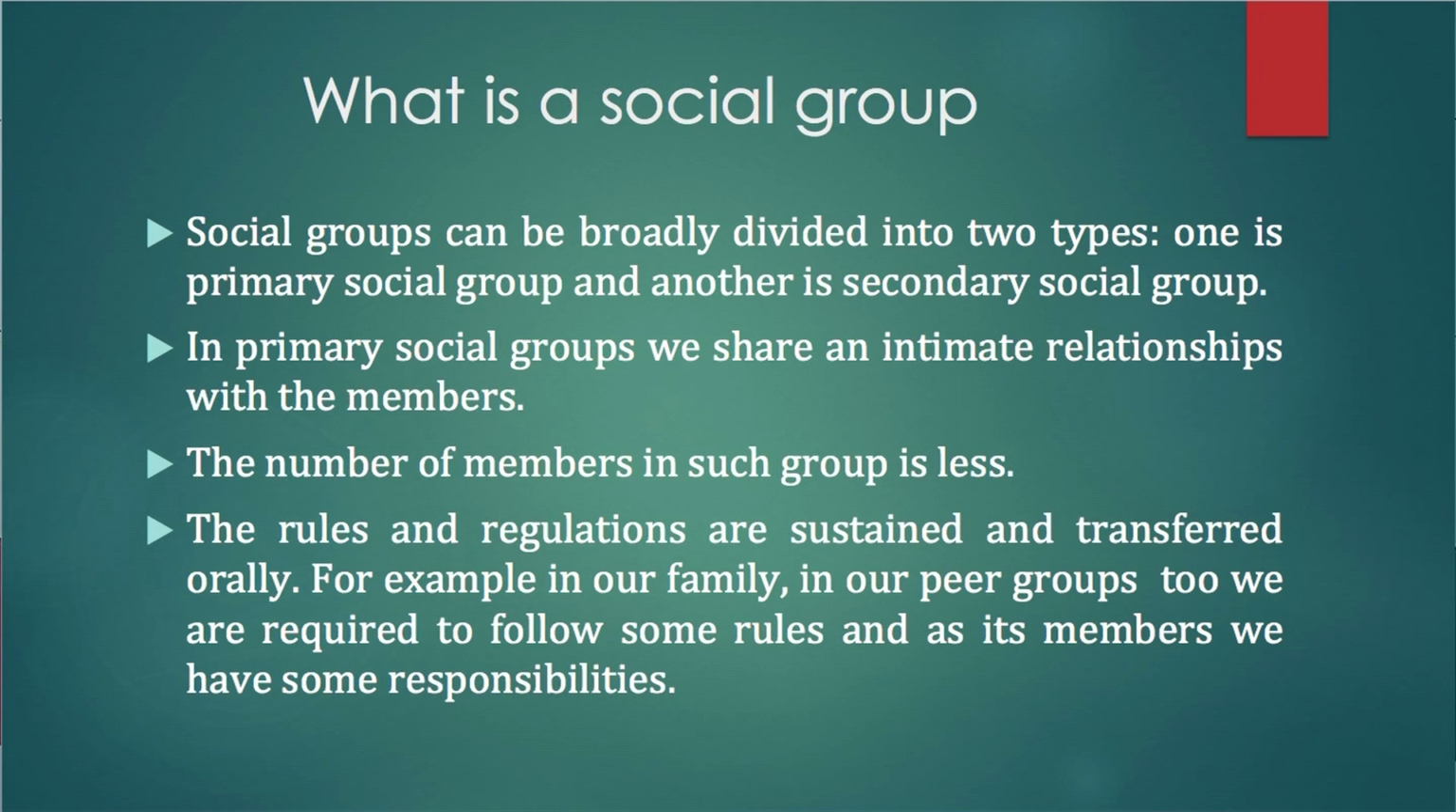In a primary social group, we share an intimate relationship with the members. The number of members in such a group is generally less. The rules and regulations are sustained and transferred orally. For example, in our family, in our peer groups too, we are required to follow some rules and its members have some responsibilities, but those rules and regulations are not written down. They are passed to us orally.